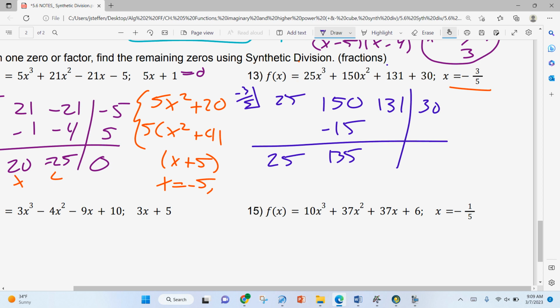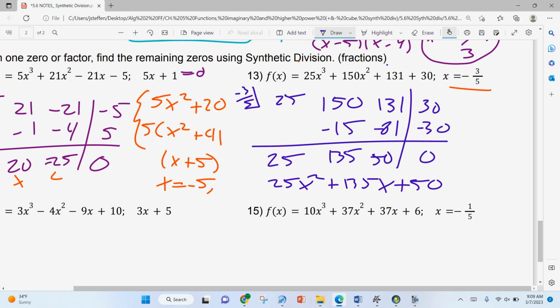135 times -3/5. If you can do that in your head, by all means, go ahead and do it, but I would not risk it. It's -81. Add those together. 50 and -3/5 times 50 is -30. So that gives you 0. So again, we end up with 25x squared plus 135x plus 50.